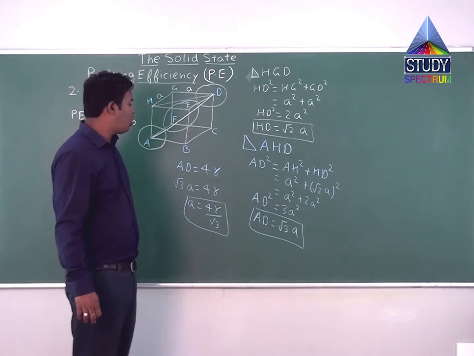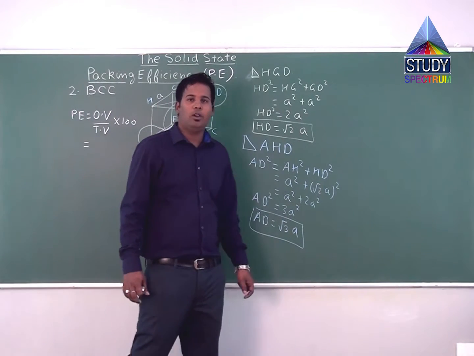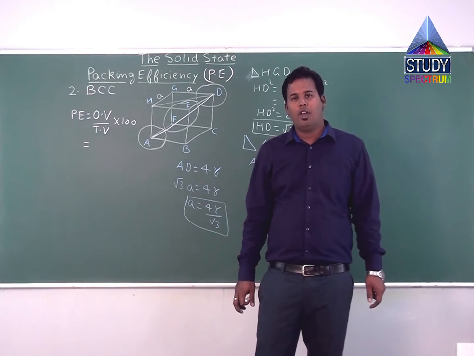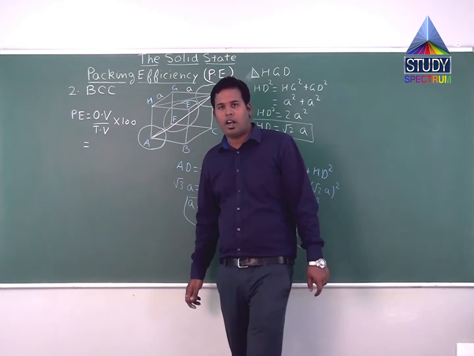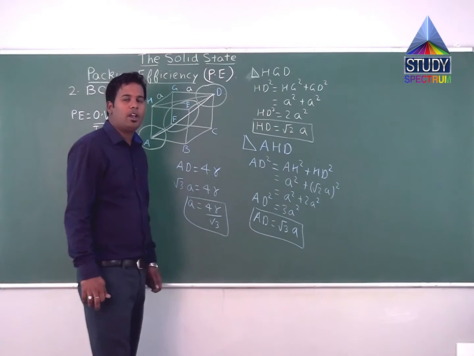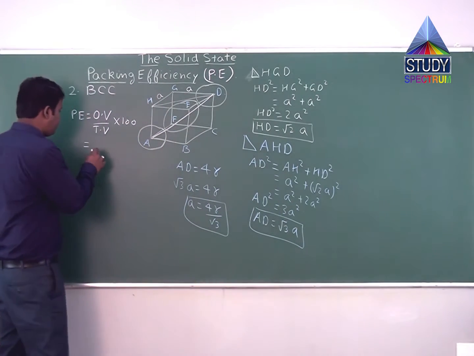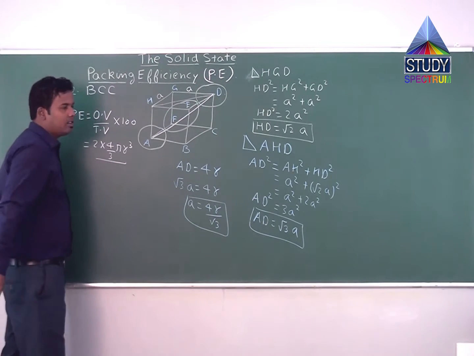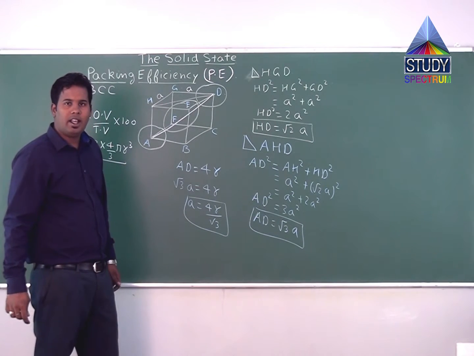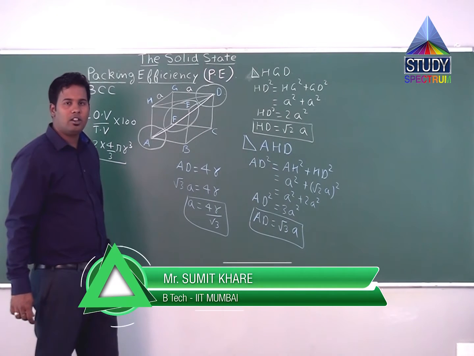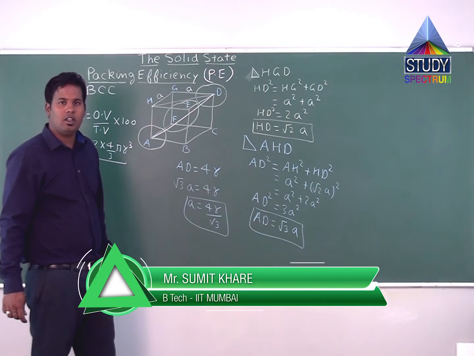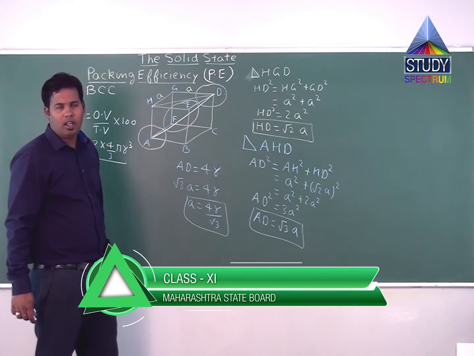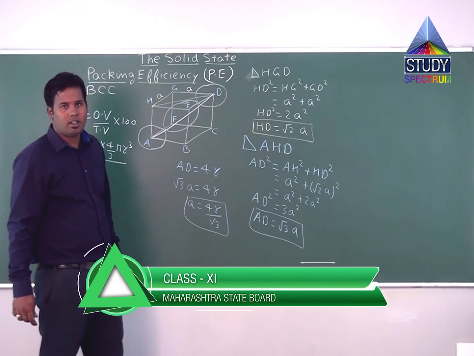Now occupied volume means volume of each sphere into the number of spheres present in the unit cell. Like I said, the volume of a sphere is 4/3 pi r cube, as you have studied in lower standards also in mensuration. So the occupied volume becomes 2 into 4/3 pi r cube, divided by the volume of the unit cell. Since I have used small a to represent the edge length, and this unit cell is a cube where length, breadth and height are all equal to a, the volume of this cube becomes a into a into a, that is a cube.